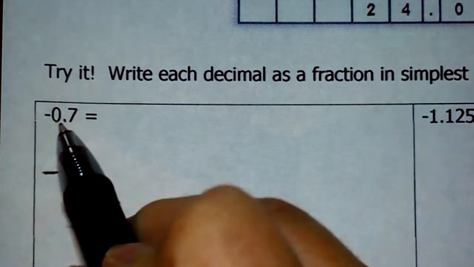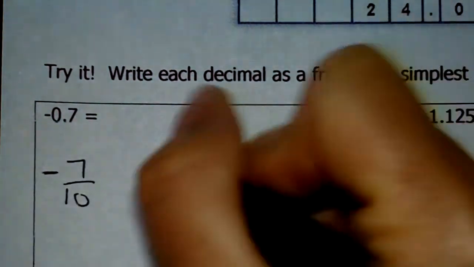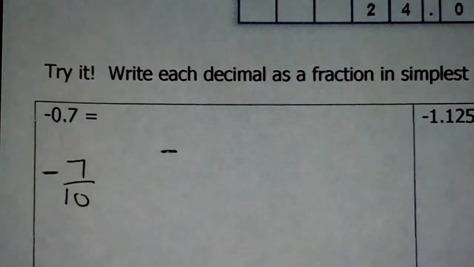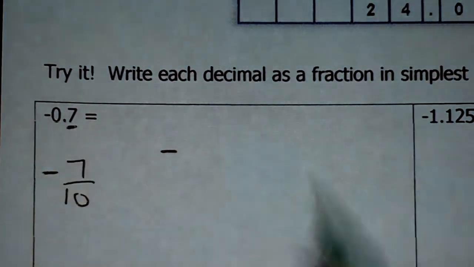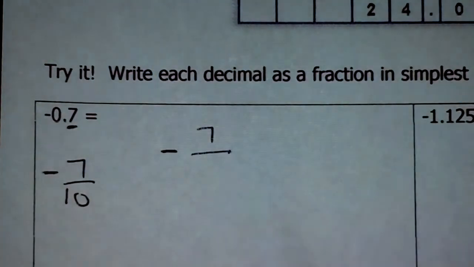It is important that you know that it's negative, though. So I'm going to bring over that negative sign. That means my value at the end is going to be negative. Step 2 says write the digits to the right of the decimal point as the numerator. So to the right of the decimal point, I have the number 7. That's my numerator. Step 3 says, write the place value of the last digit as the denominator.